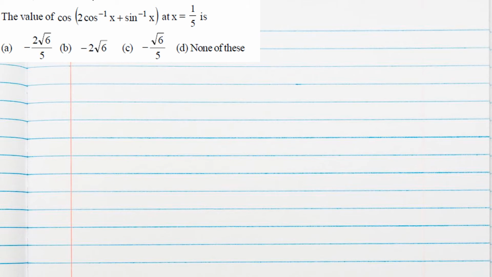Next question is: value of cos of (2 cos inverse x plus sin inverse x) at x equal to 1 by 5. So cos of 2 cos, if we split cos inverse 1 by 5, I am splitting as well as substituting the x value also.